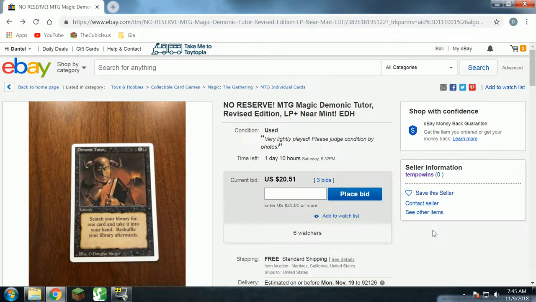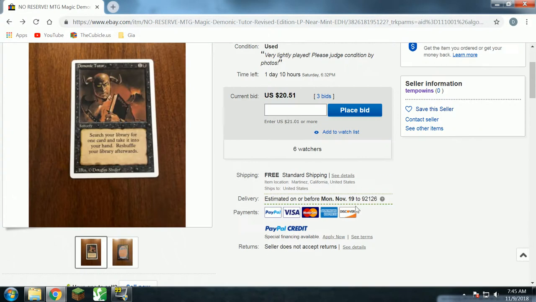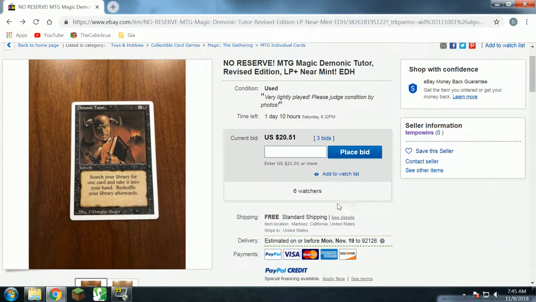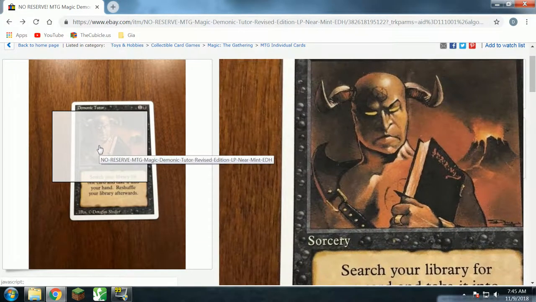So I was just looking on eBay for some Magic cards, and I noticed that this user is selling all fake cards. So here's one example. This user, Tempo Wins. Demonic Tutor, this is obviously a fake Demonic Tutor.